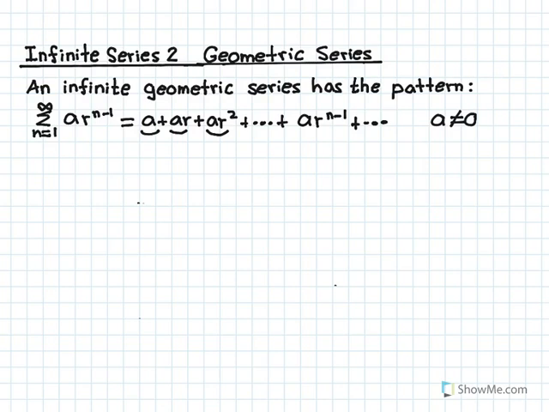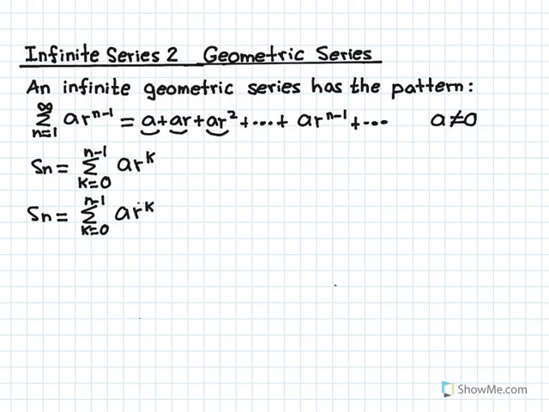Now let's consider the nth partial sum, Sn, is equal to k goes from 0 to n minus 1, a times r to the k. And let's expand out this series. This is equal to a plus ar plus ar squared plus ar to the n minus 1 as the last term, because this is the nth partial sum.